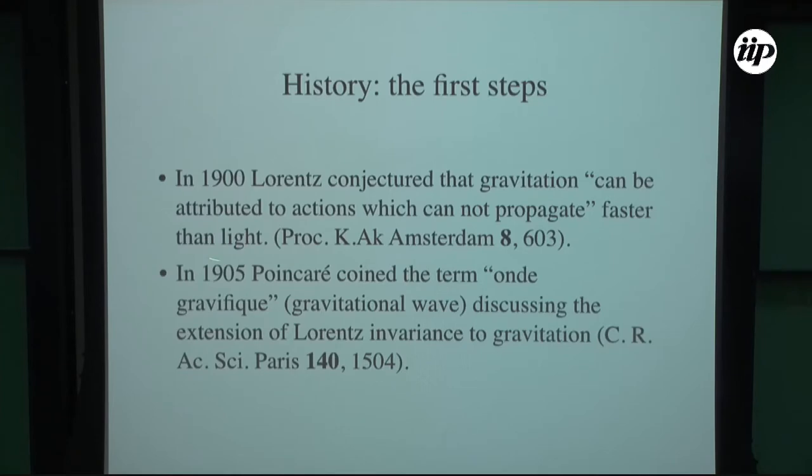The first time, at least that can be found in the literature, that the term gravitational wave was used was in 1905. Poincaré used the term, actually in French, discussing the extension of Lorentz invariance to gravitation. And in 1900, Lorentz conjectured that gravitation can be attributed to actions that cannot propagate faster than light. But actually, it goes before that.